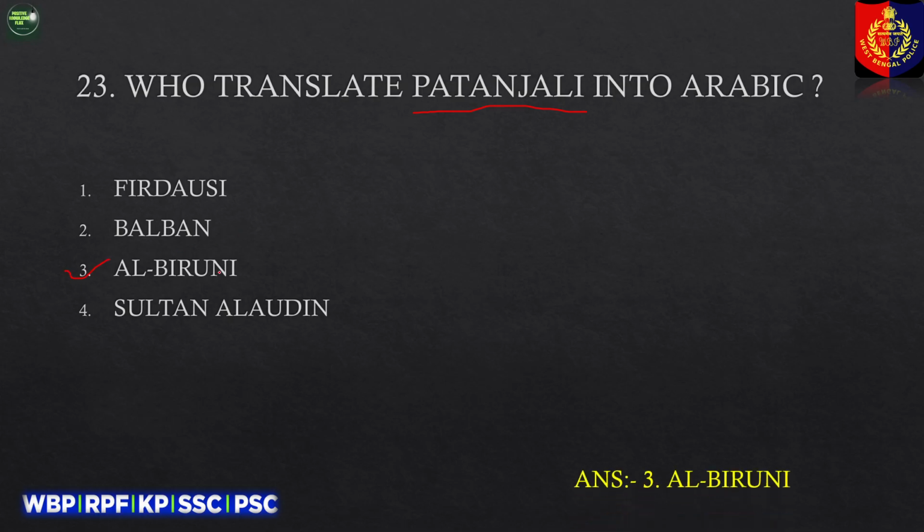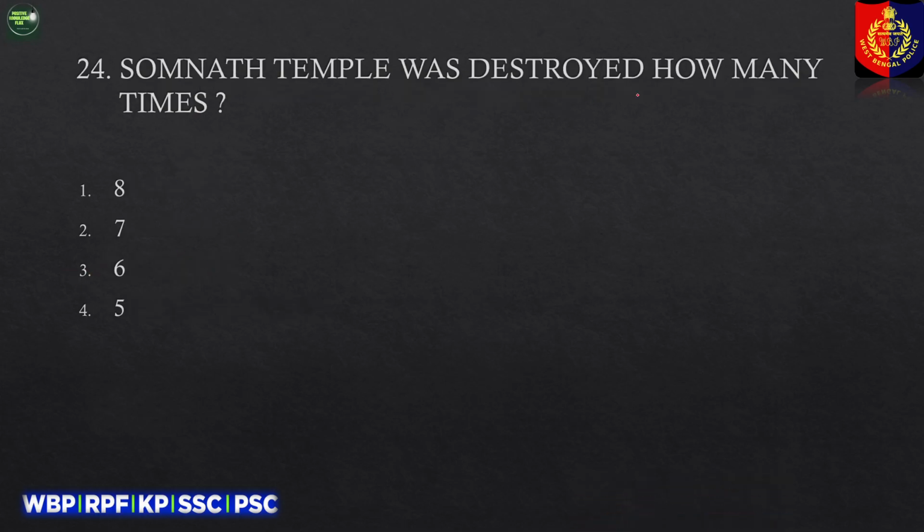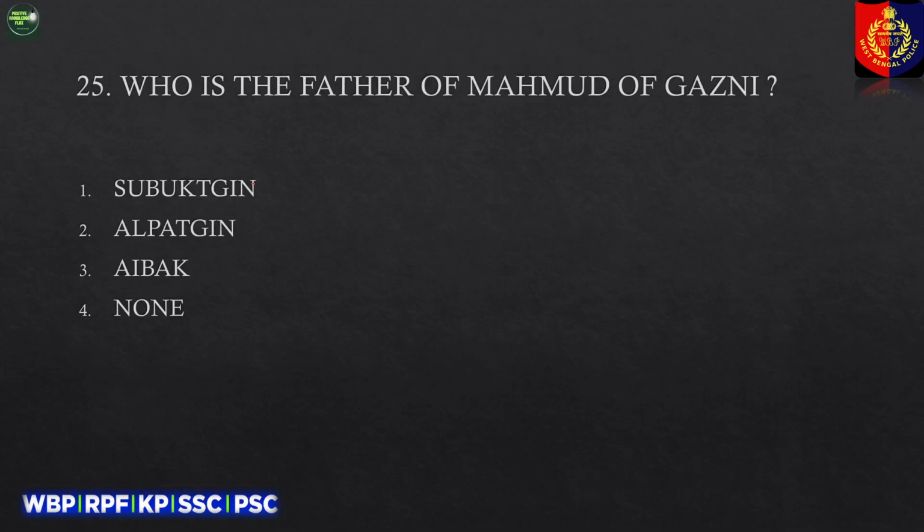Okay. Next question. Somnath temple was destroyed how many times? Somnath temple is basically situated in Gujarat. Okay. The right answer will be option 3, 6 times. So today's last question: who is the father of Mahmud of Ghazni? So the right answer will be option 1, Subuktigin. Okay.